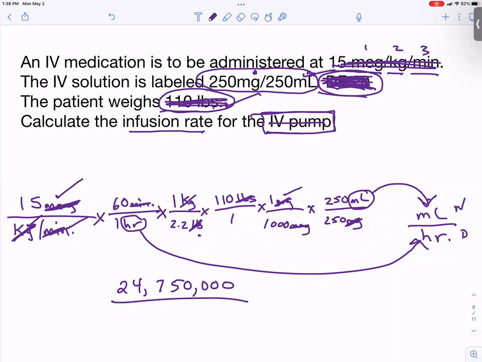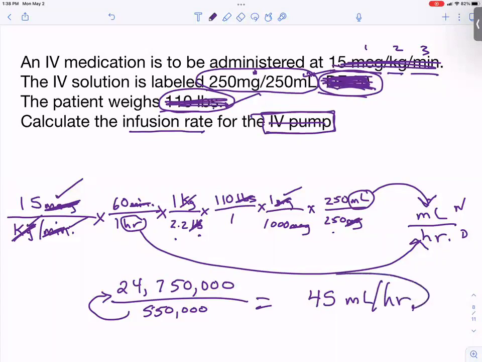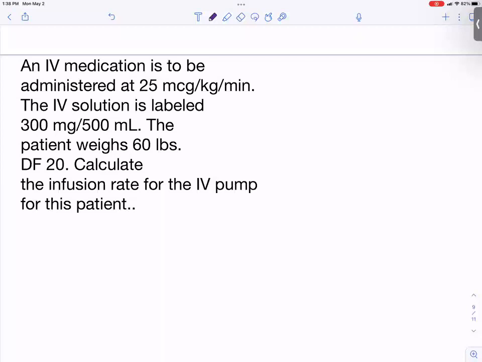And 1,000 times 2.2 times 250 is 550,000. When I divide that into my 240, it will give me a beautiful 45, and that's milliliters an hour. And that's what I put on my answer line. Here's another one. Same thing, 3-factor.